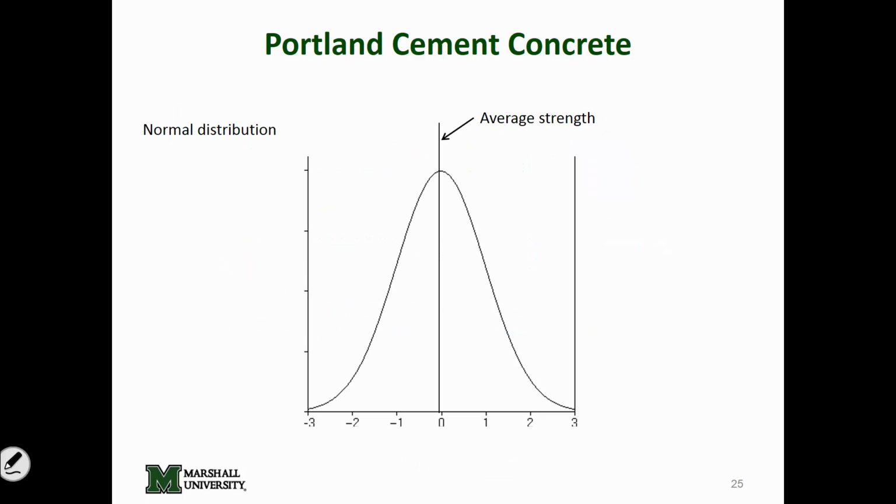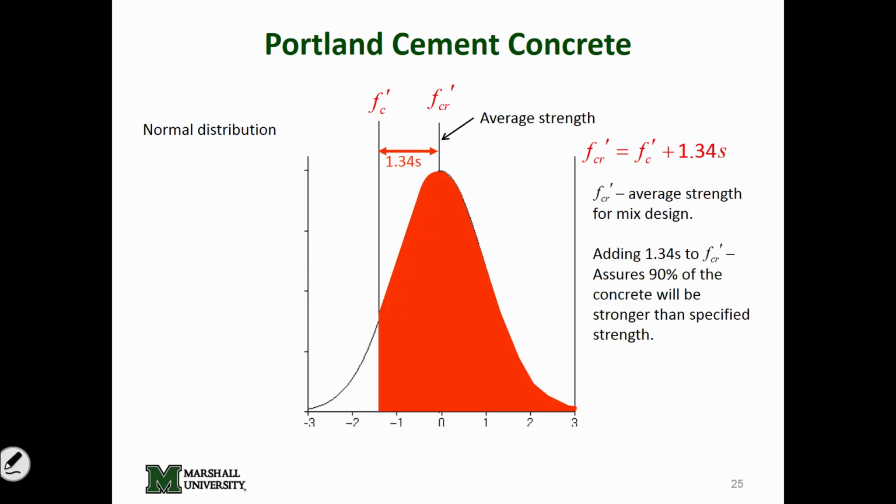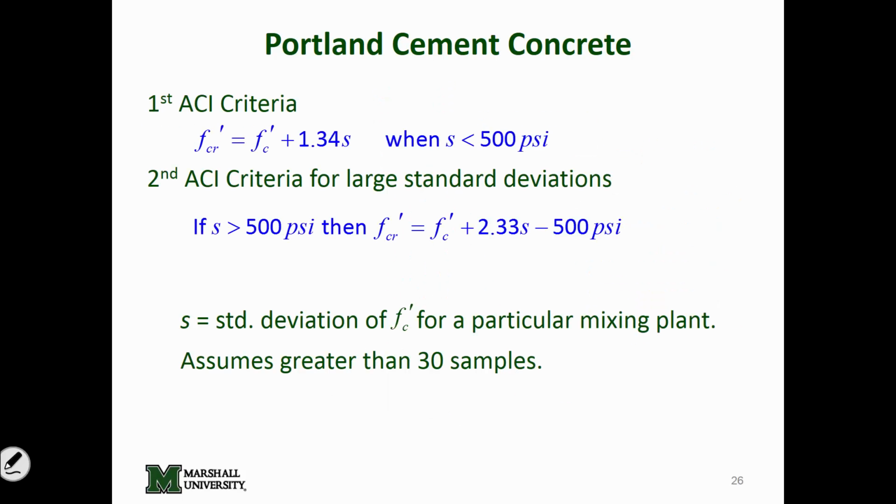If we go through this slideshow here, we'll see that if I design to 1.34 times the standard deviation added to the compressive strength I want, that's f'cr, which is the center of this bell curve, and that's where I want to design to. That guarantees I'm going to have 90% of my mix come out and test properly. So I'm going to accept 10% being off by going through this process.